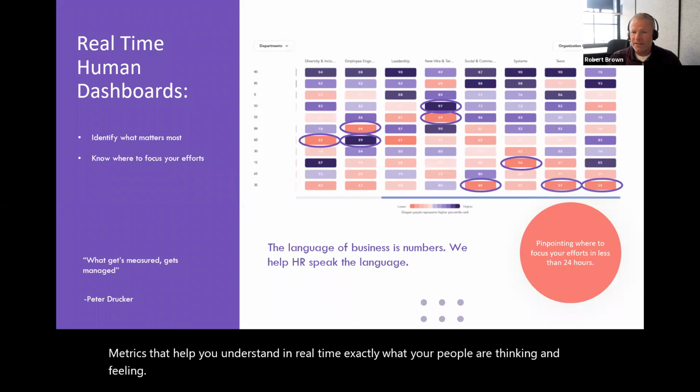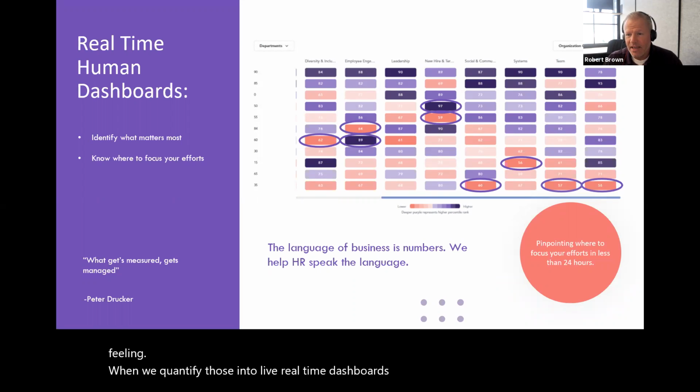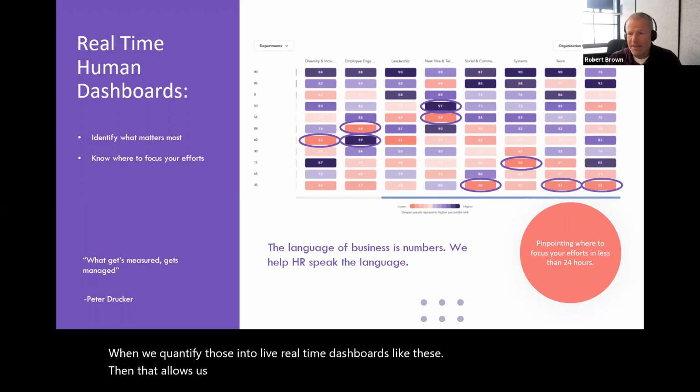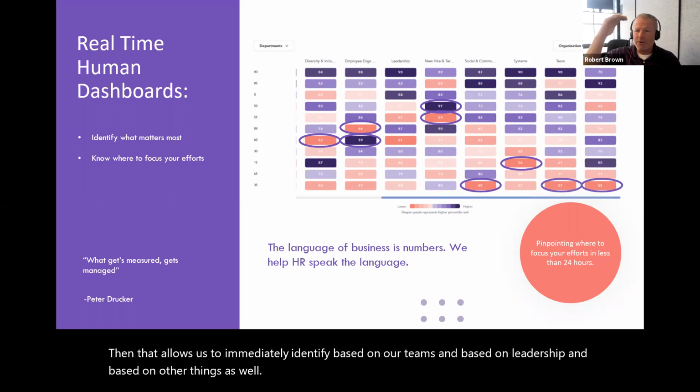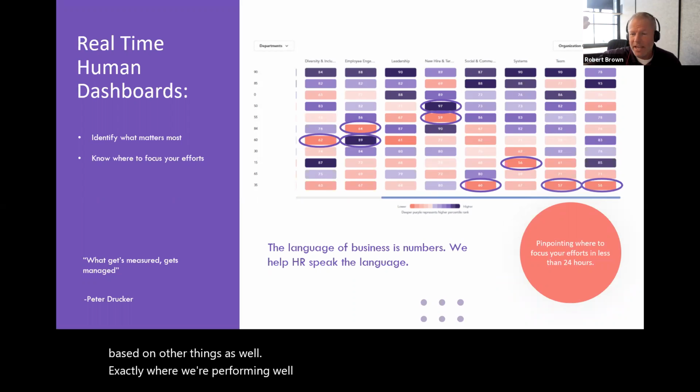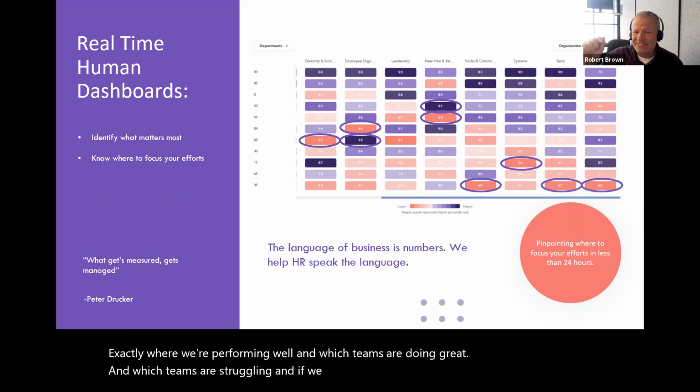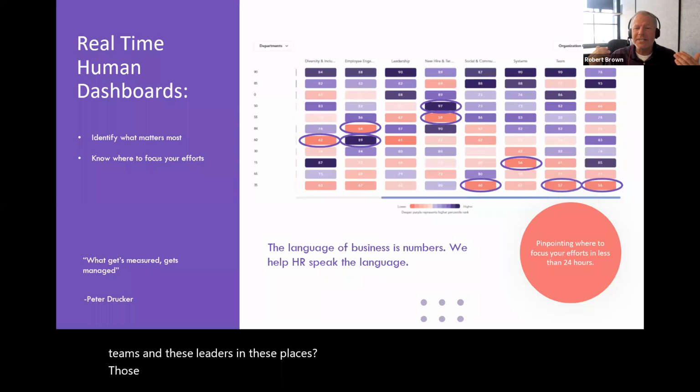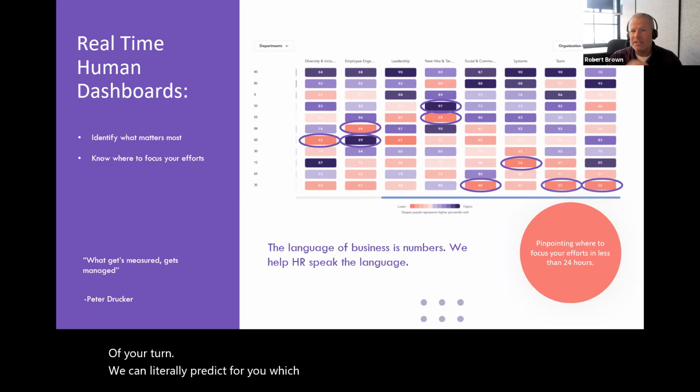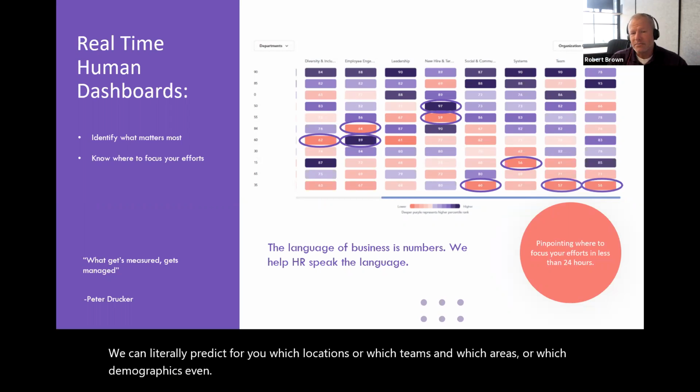When we quantify those into live real-time dashboards like these, then that allows us to immediately identify, based on our teams and based on leadership and based on other things as well, exactly where we're performing well and which teams are doing great and which teams are struggling. And if we don't take immediate action surrounding these teams and these leaders in these places, well, these are predictive indicators of your churn. We can literally predict for you which locations or which teams and which areas or which demographics even are most likely to churn.